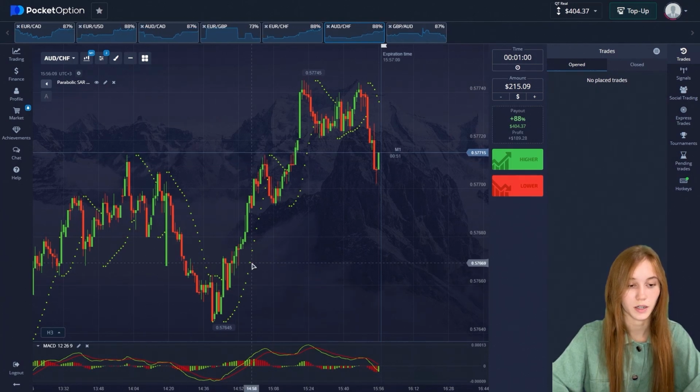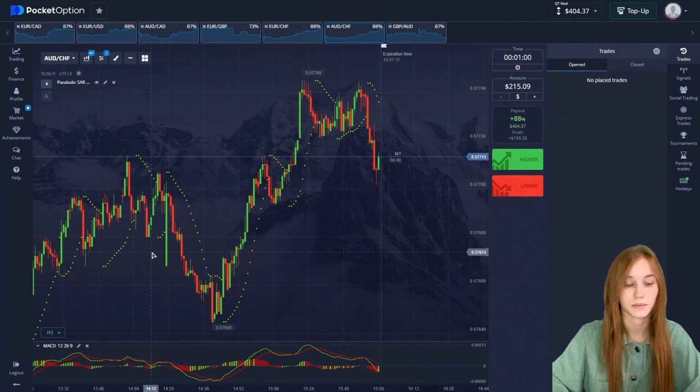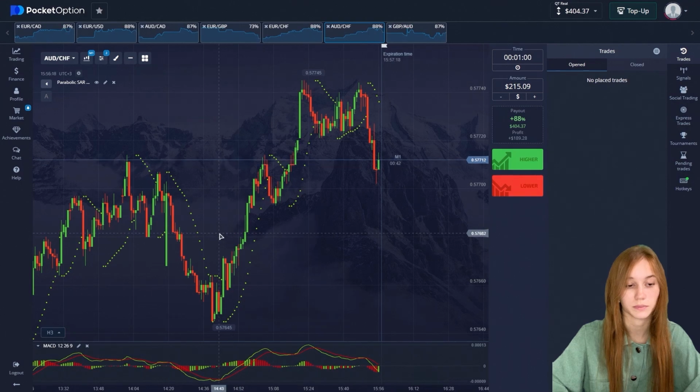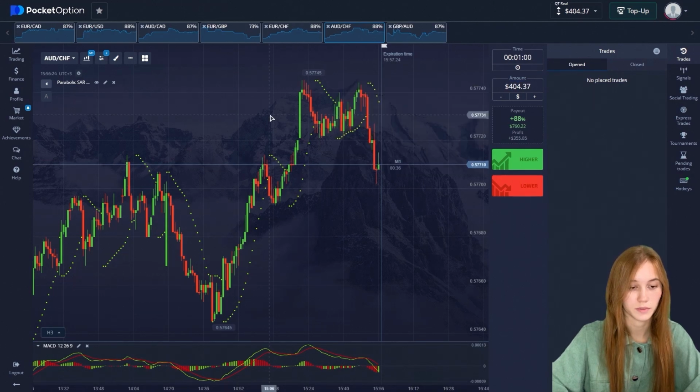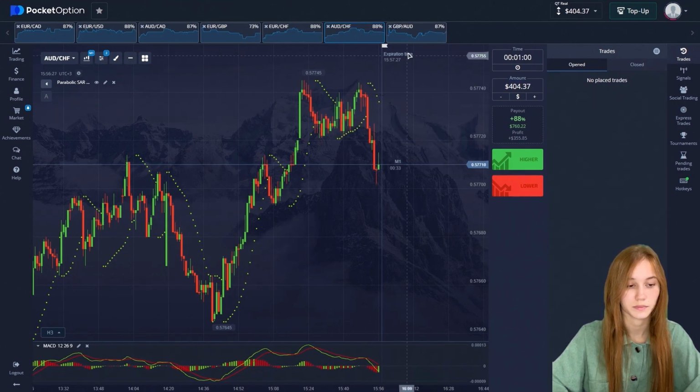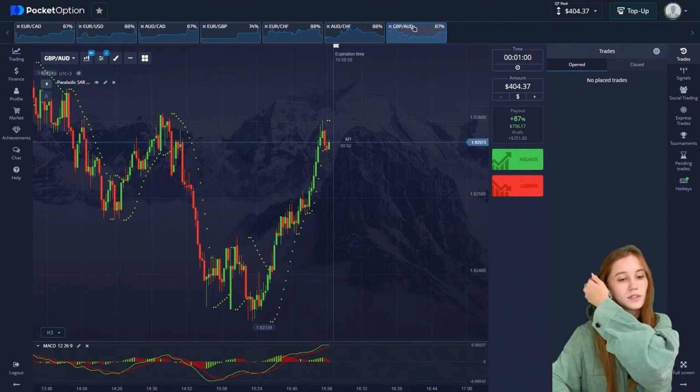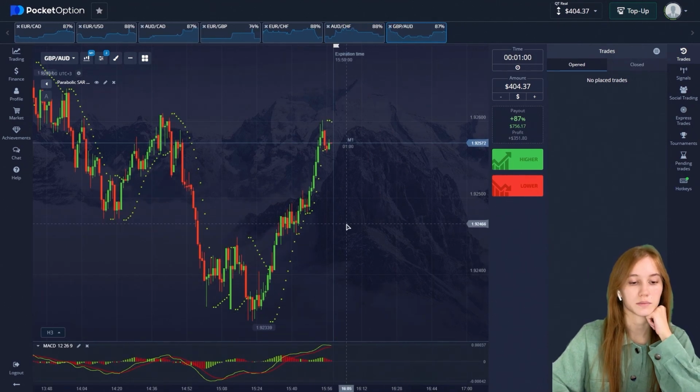So our balance is $44.37. It's necessary for the moment to increase it. And we move on to the next concept. Here we are. Let's open down deal and start our technical analysis.